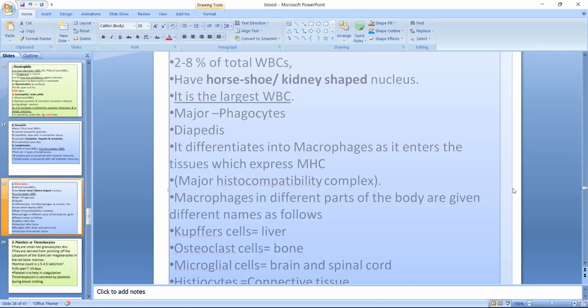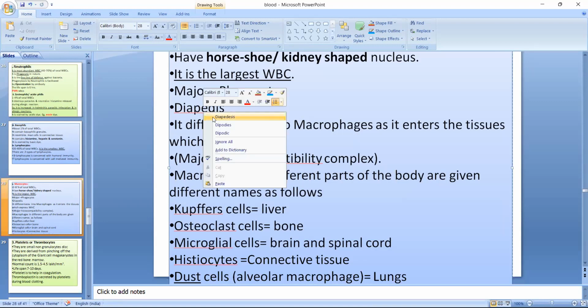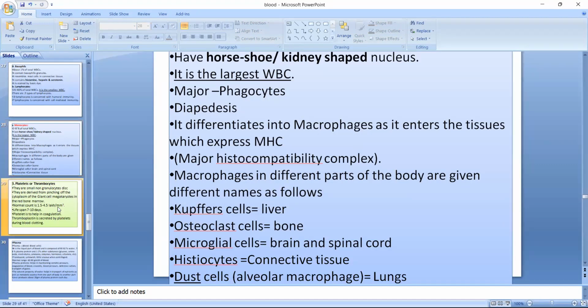Monocytes and neutrophils both. Okay, crossing of the blood vessel wall, okay, is known as diapedesis. Okay, that is about the blood cells.